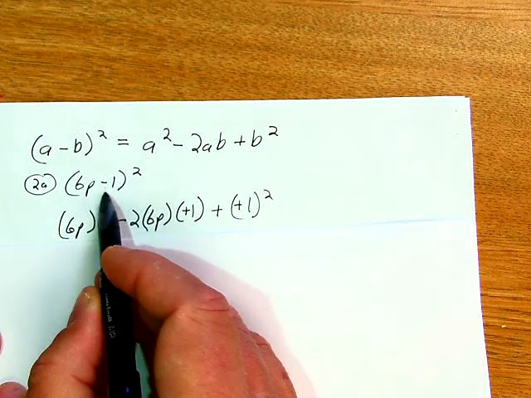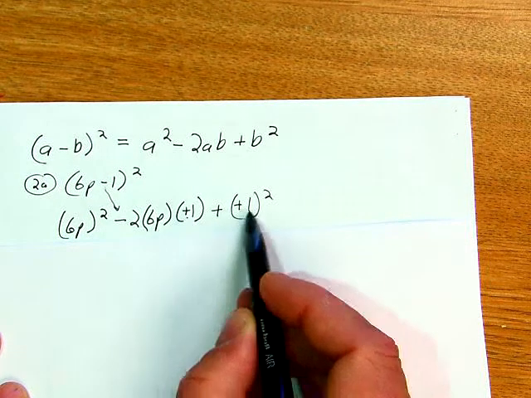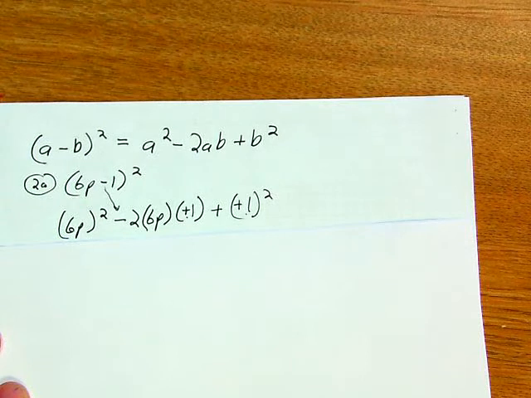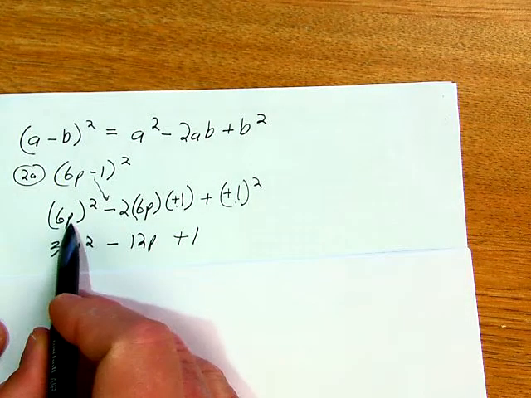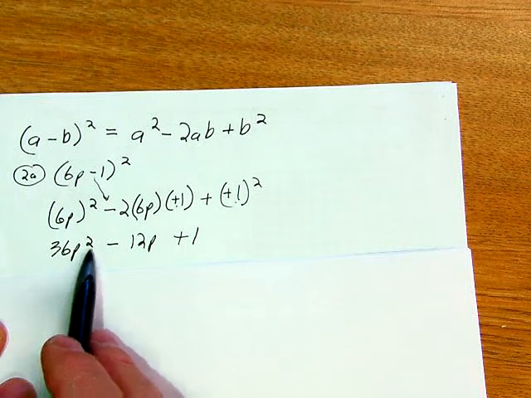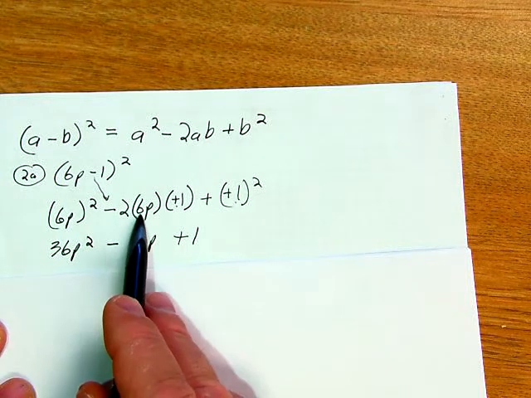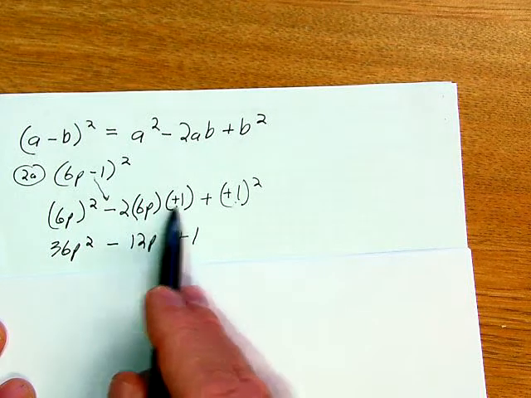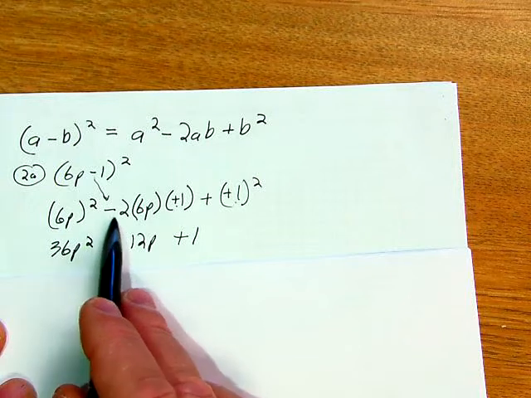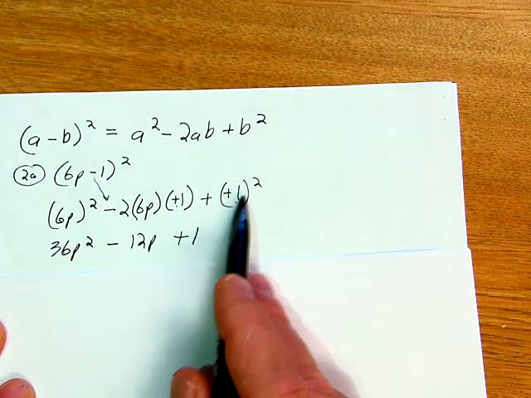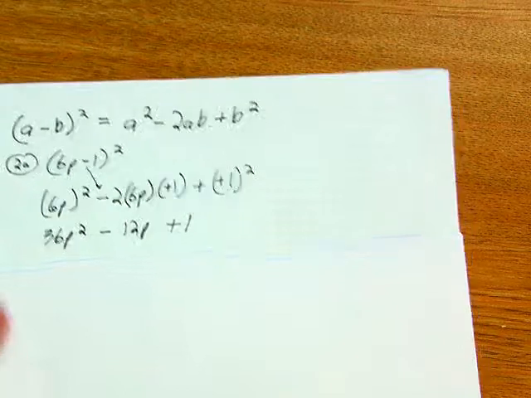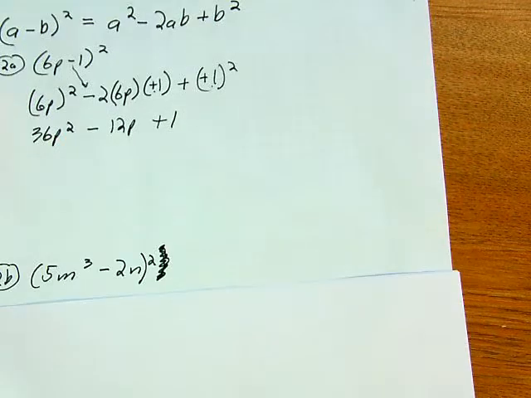It just comes down to here. It doesn't carry into the 2 terms, into the b value. All right, and when you're all said and done, 6p squared is 36p squared, minus 2 times 6p times 1 is 12p, and it's a minus, and then plus 1 squared, which is just 1. So let's take a look at the next example of that.